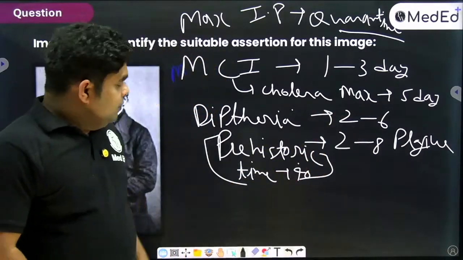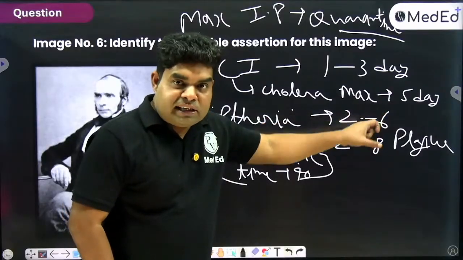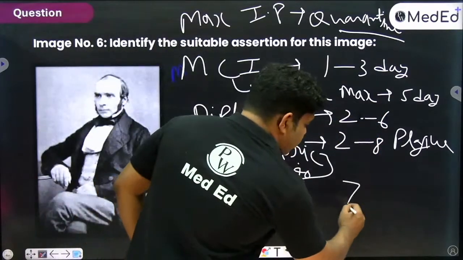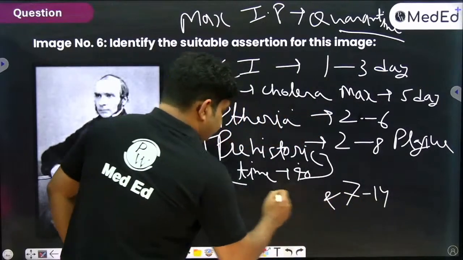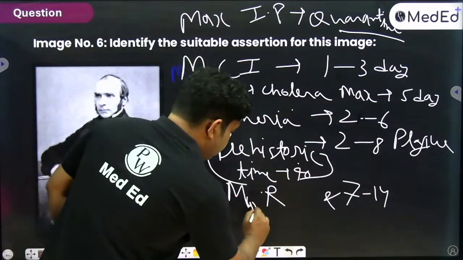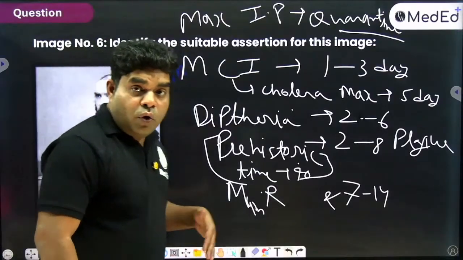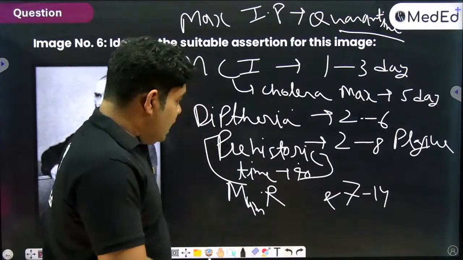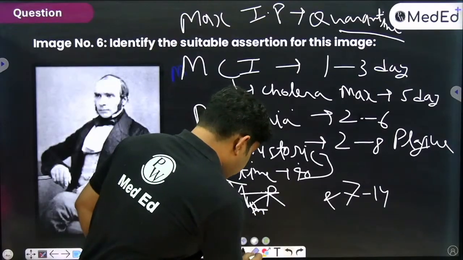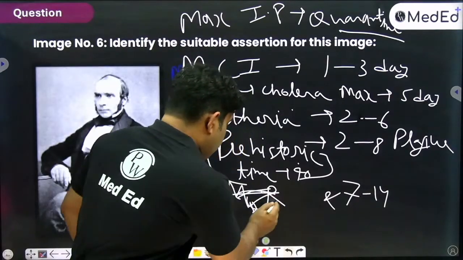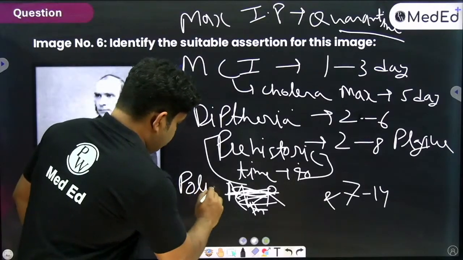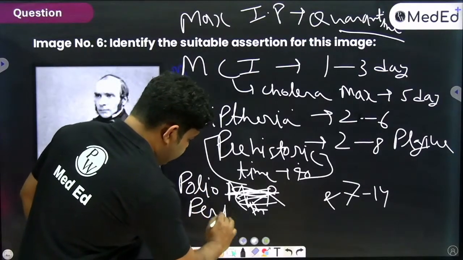So 2 to 6, 2 to 8. What is between 6 and 8? 7 is between them. So 7 to 14 is for mumps and rubella. Mumps and rubella. And if you go, sorry for this. 7 to 14 is for polio and pertussis. So you can see even a teacher can get confused sometimes.